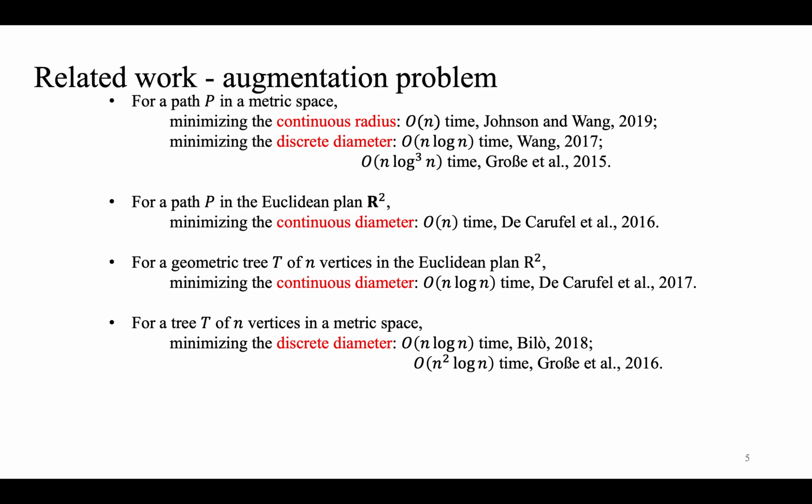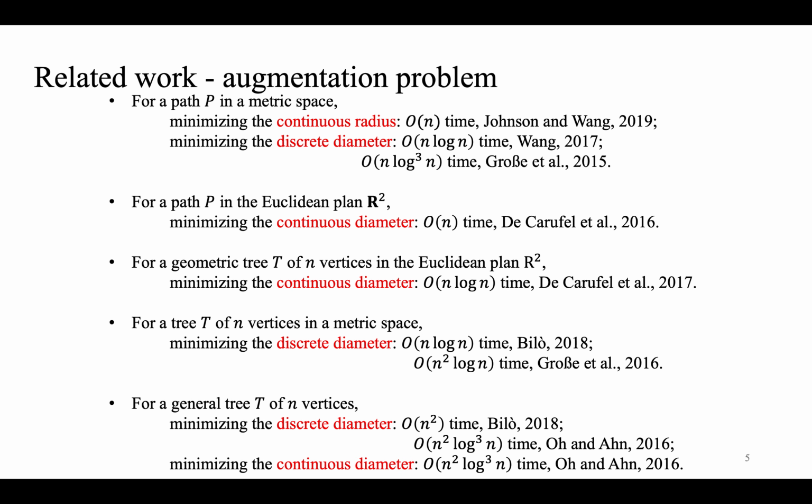For a tree of n vertices in a metric space, Bilò proposed an order of n log n time algorithm to minimize the discrete diameter of the resulting graph in 2018. And for a general tree of n vertices, Bilò proposed an order of n squared time algorithm, which is time optimal, to minimize the discrete diameter of the resulting graph in 2018. Oh and Ahn proposed an order of n squared log cubed n time algorithm to minimize the continuous diameter of the resulting graph in 2016.